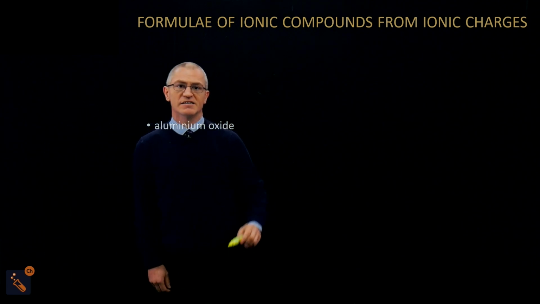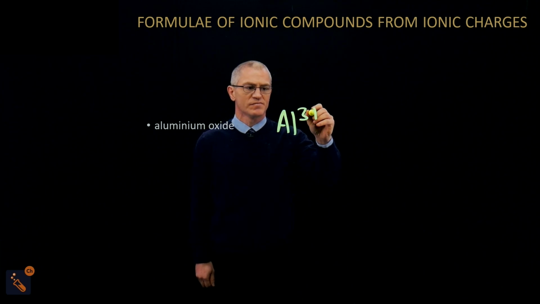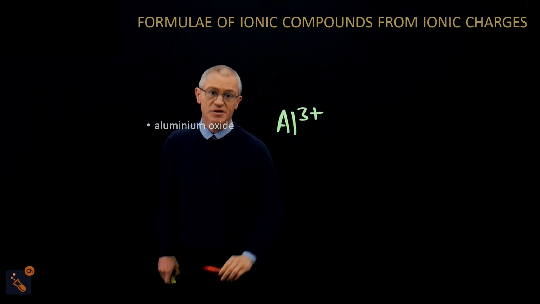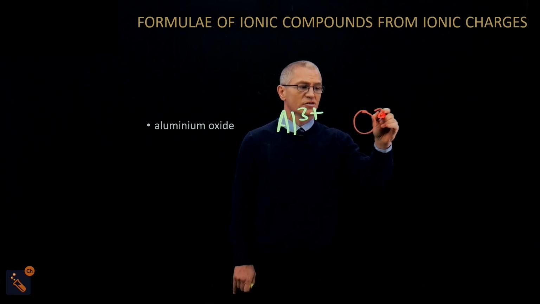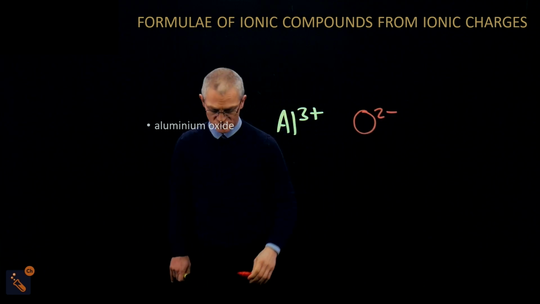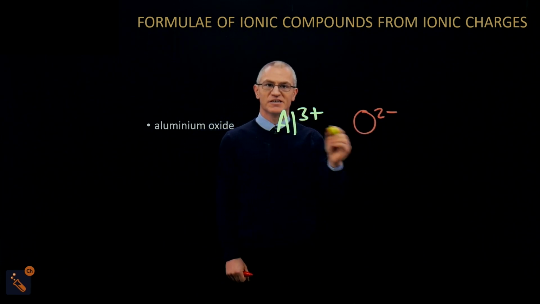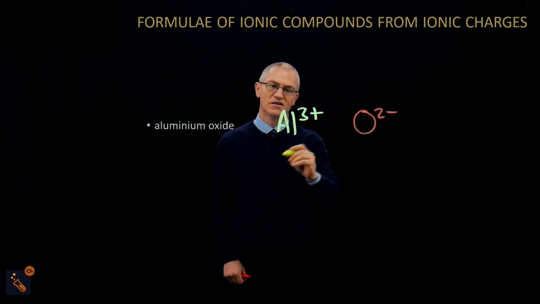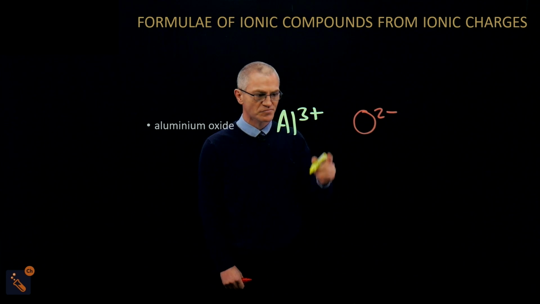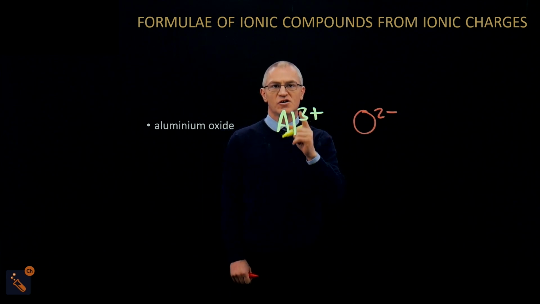So if we look at aluminium oxide, aluminium is going to be in group 3, which means it's Al3 plus. Oxygen is in group number 6, so we go oxygen 2 minus. Now, again, we can look at this and we can go, let's swap the numbers. So the 3 goes down there, the 2 goes down there. So we get Al2O3. Or we can look at it in terms of common multiples.